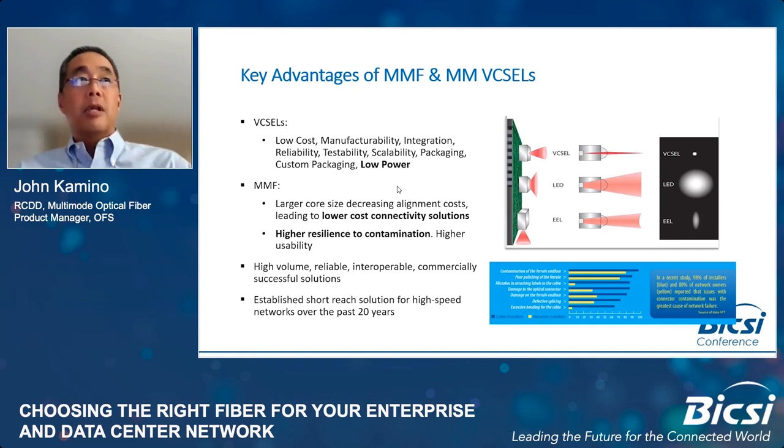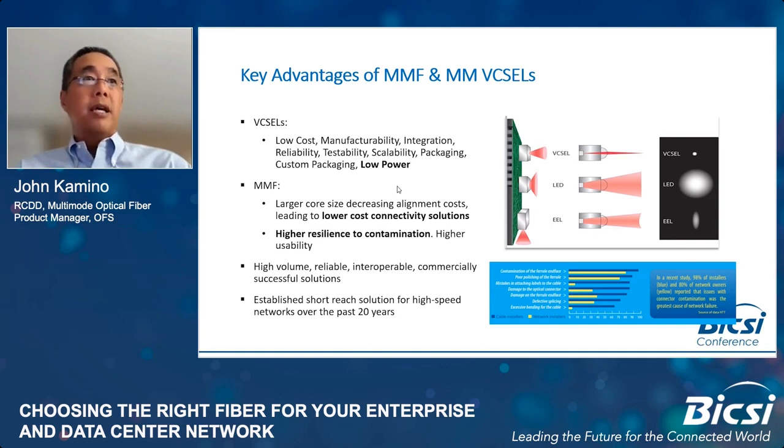Multimode fiber's larger core means that you don't have to align that source and detector with the fiber as precisely. So your alignment costs are less. When you mate 2 fibers together in a connector-based system, your alignment tolerances aren't as tight as they are for a single mode system. So all those things provide for a lower cost system.